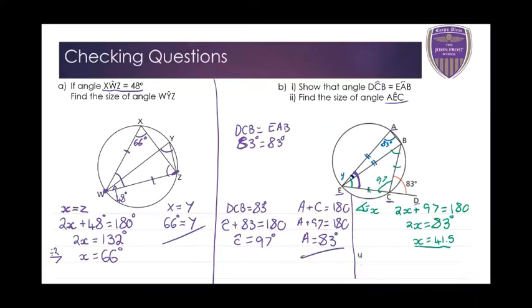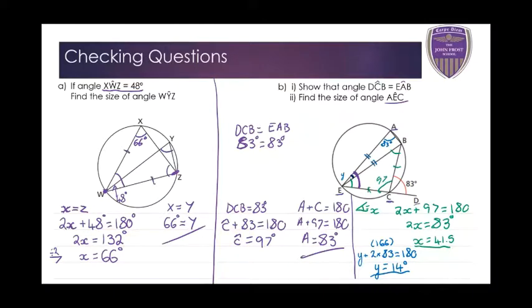So Y plus 2 times 83 is equal to 180. And then 2 times 83, just to save space, is 166. So Y plus 166 equals 180. Therefore, Y is equal to 14 degrees.